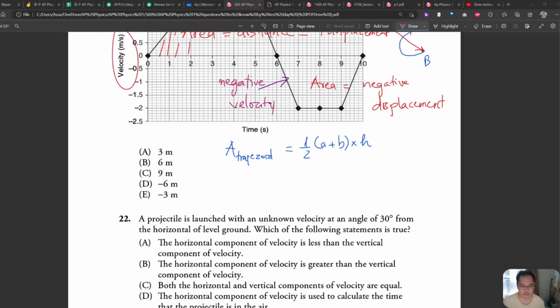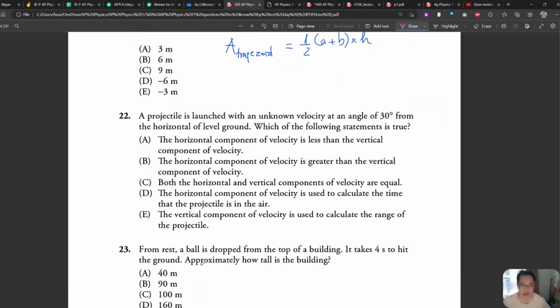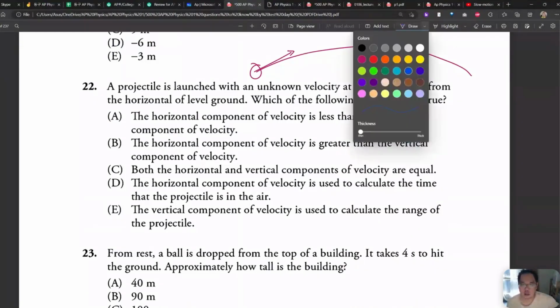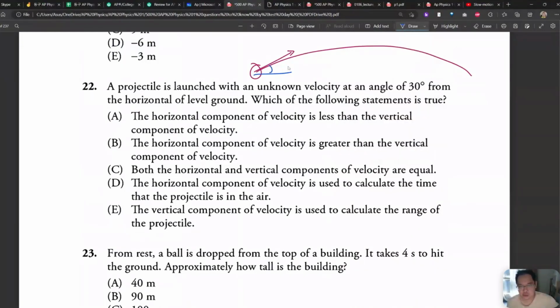I don't understand this one. 22. A projectile is launched with an unknown velocity at an angle of 30 degrees from horizontal on level ground. Which of the following statements is true? Like kicking a ball from the ground, at a 30-degree angle.